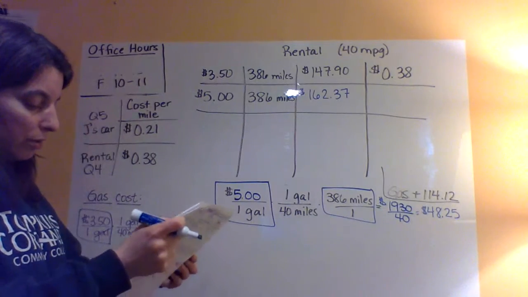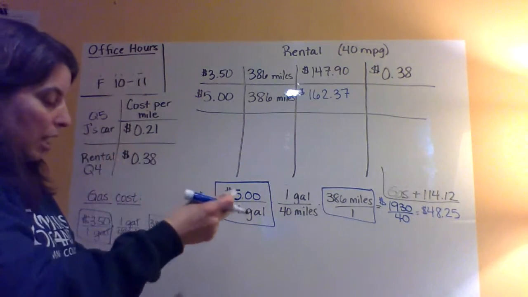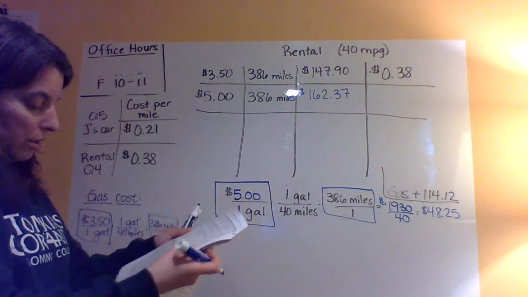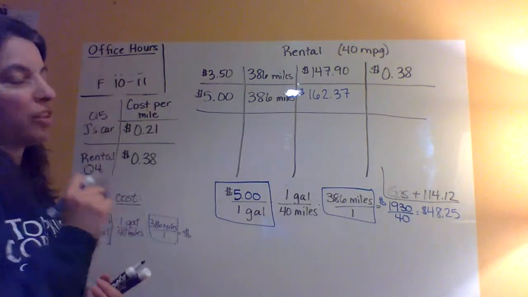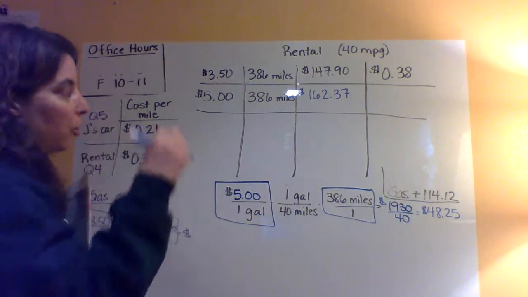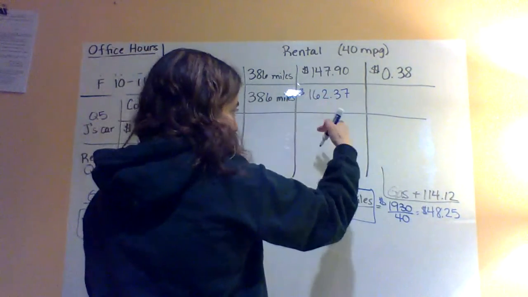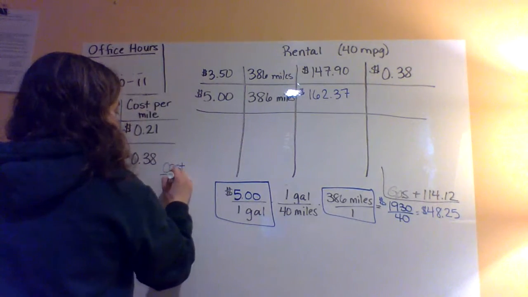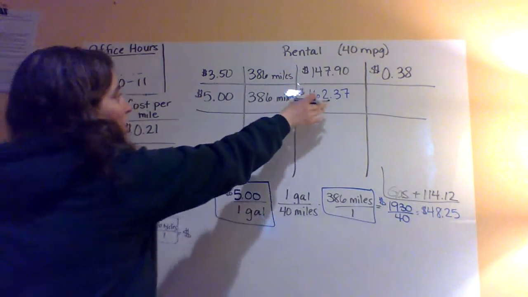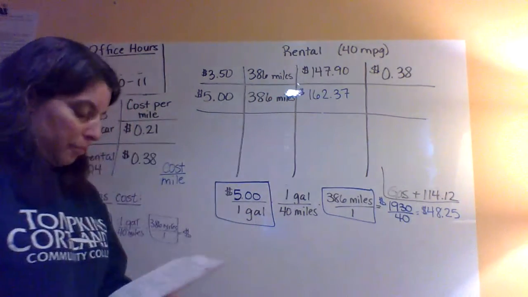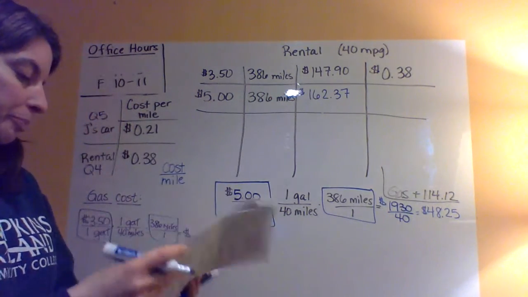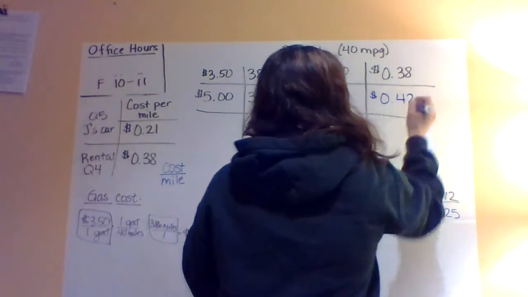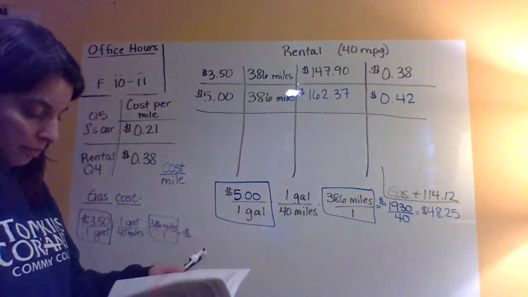How do we figure out what the cost per mile is? Well, again, think about cost per mile, right? Cost per mile. Take the cost, divide by the number of miles. So when we do that, if we're rounding to the nearest penny, we can have 42 cents.